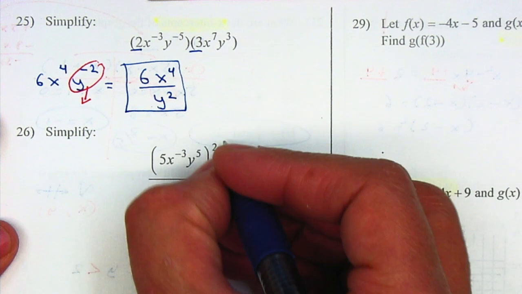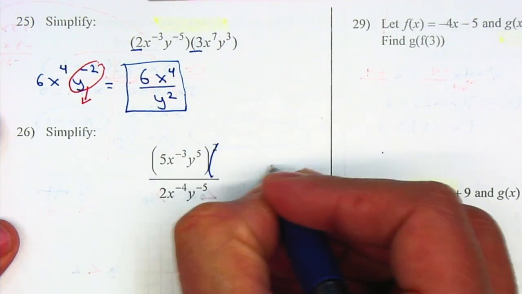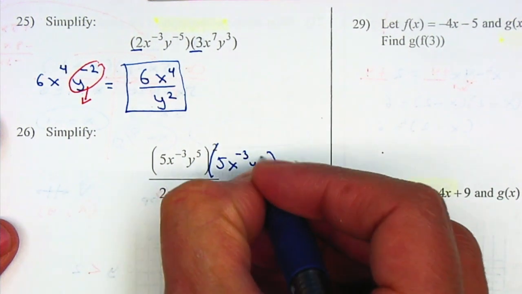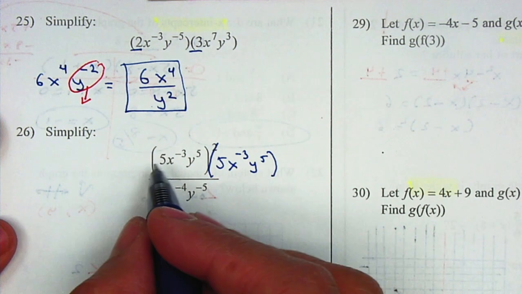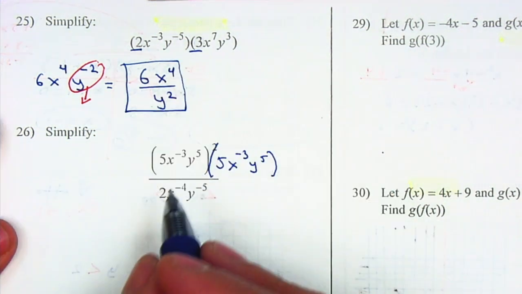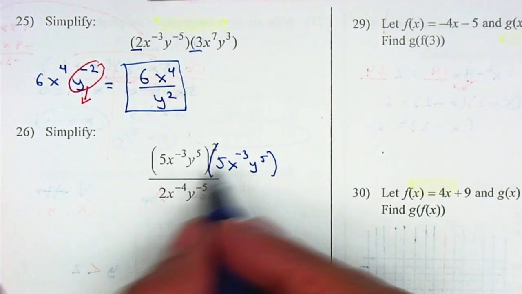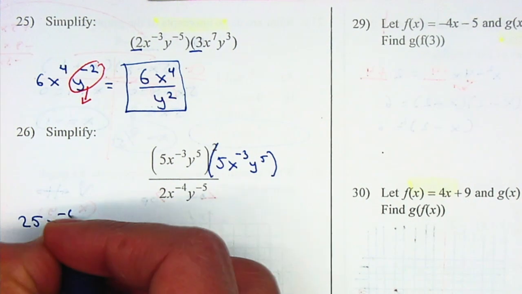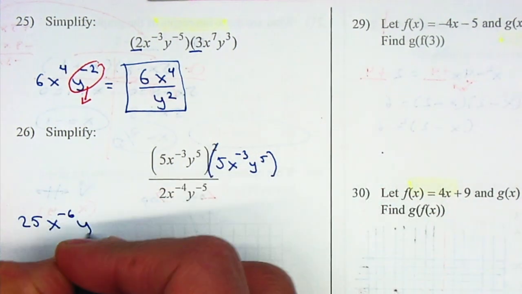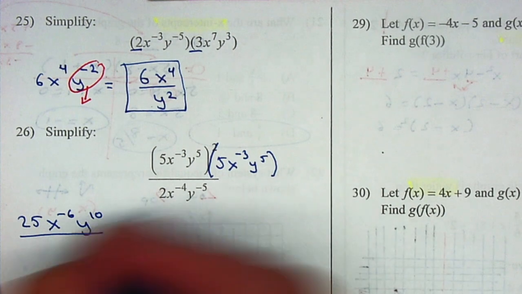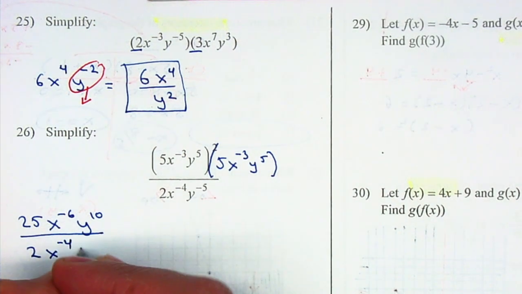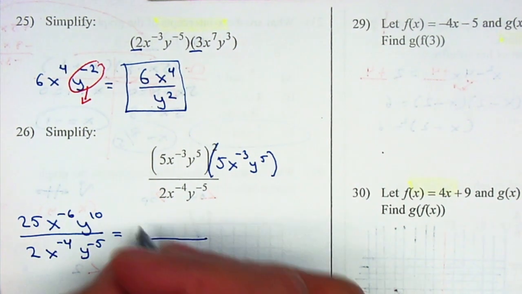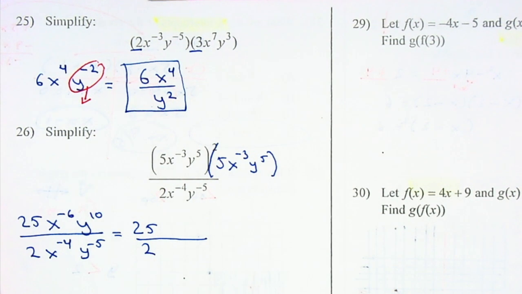Problem number 26. Just because we have a square, that means we need to have two of them: 5x to the negative 3, y to the fifth. First, we're going to do the same thing that we did on the previous example. We're going to multiply the numerator. 5 times 5 will give me 25. x to the negative 3 twice will give me x to the negative 6. y to the 5 and y to the 5 will give me y to the 10th. Denominator, nothing to simplify, so it'll be 2x to the negative 4, y to the negative 5. The fraction stays the same, nothing to reduce.